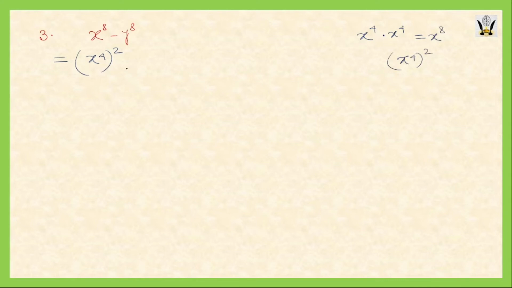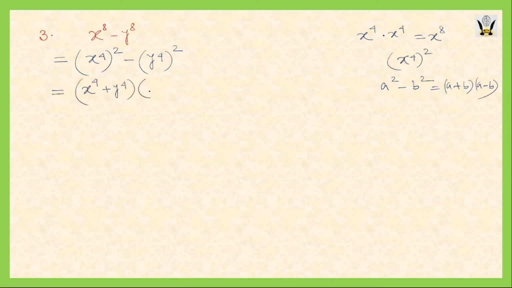So this is 8, and then for the second term also it can be written as y to the power 4 and then square. Now what we can see is it has this format, a square minus b square, so it will be a plus b and a minus b. I don't need to mention further. So it will be x to the power 4 plus y to the power 4, and the second factor will be a minus b, so it will be x to the power 4 minus y to the power 4.